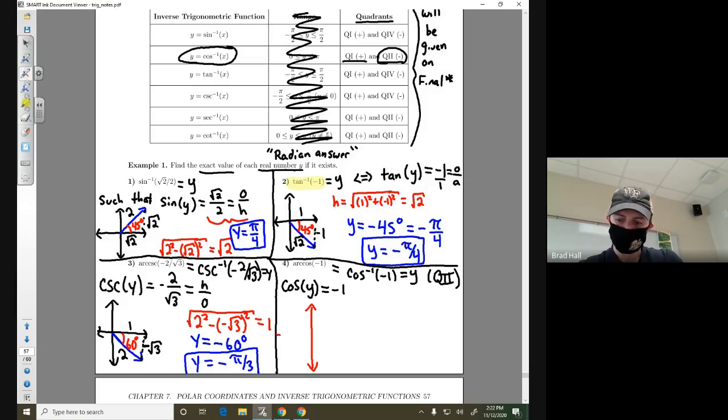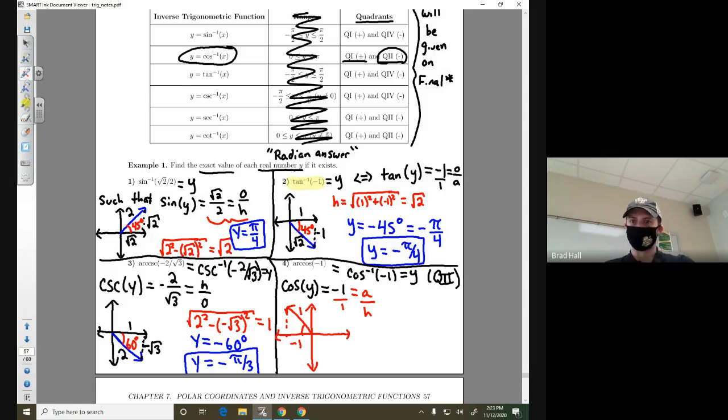So you draw your XY plane, and you start to draw your triangle, and you triangulate, and cosine being -1, that tells you adjacent over hypotenuse is -1 over 1. Adjacent would be down here, and your hypotenuse would be up here. What would your missing side be, is the question.